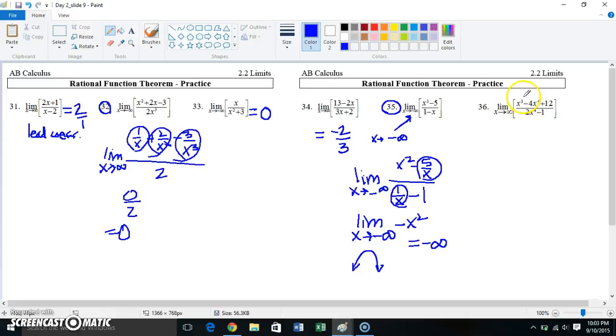Okay, last one. The degree of the numerator is less than the degree of the denominator. Oh no, I got tricked. The degree of the numerator is the same as the degree of the denominator. So we're going to get negative 4 over 2, or negative 2.